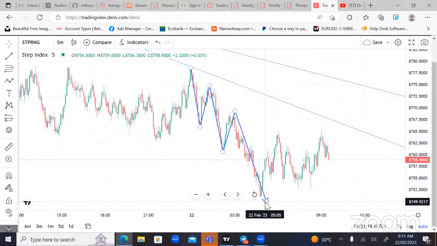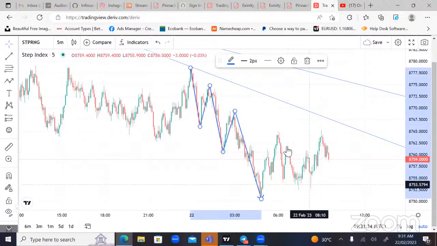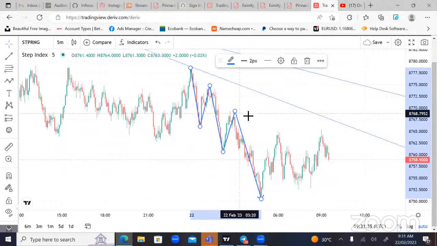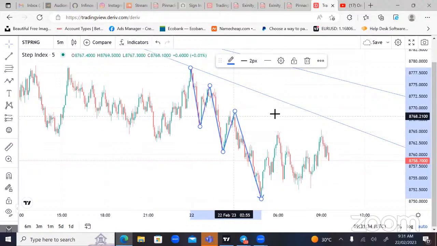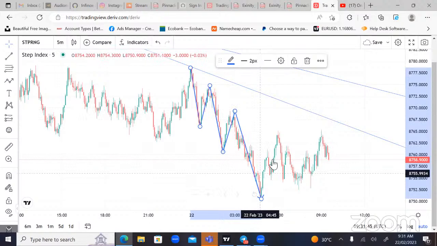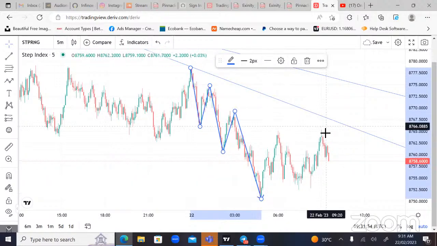So after the internal structures, this is what is happening. At first, I was expecting this one to move to this level, so I was seeing this one as an imbalance. So this one moving all the way here to close the fair value gap, then it drops. But instead of it moving here, it saw this one as an impulsive move and this one as an Elliott wave correction. Now this is a regular flat correction.